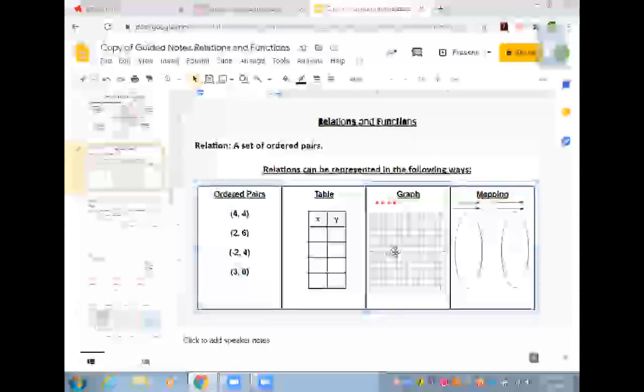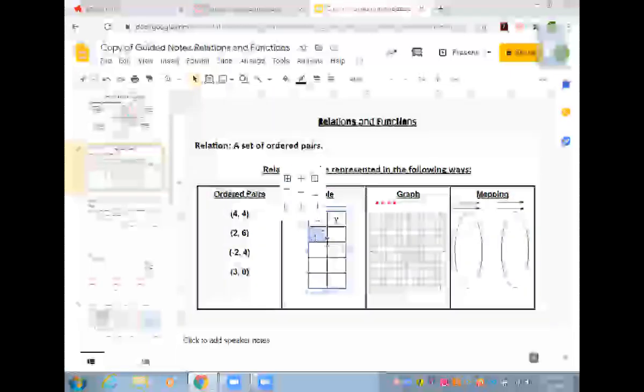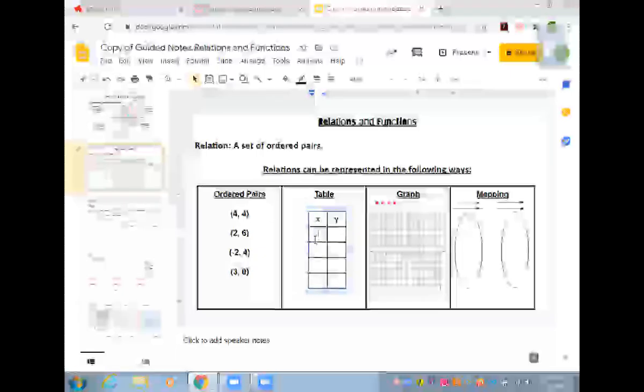All right, so there's our ordered pairs. That's one way they could give us our problem. They could take those same ordered pairs and list them in this table here. So let's do that. 4 and 4, 2 and 6, -2 and 4, and 3 and 0.